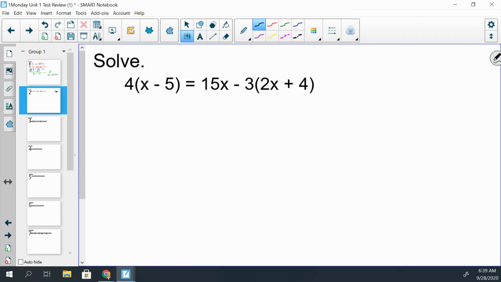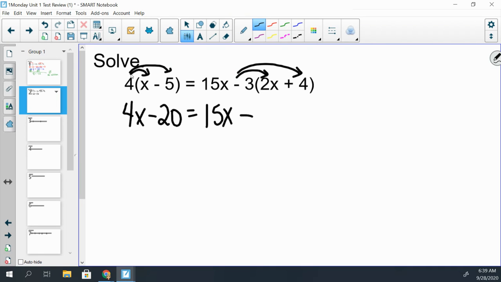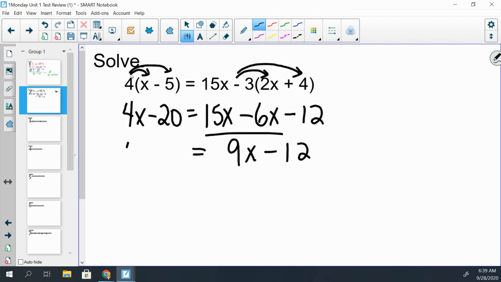Again, I see parentheses. So I need to distribute to get rid of those parentheses. Our biggest mistake is going to be with negatives, so we've got to keep track of that. There's no negatives on the left-hand side, so I just have 4x minus 20. On the right-hand side, I still have 15x, but -3 times 2x is -6x. -3 times 4 is -12. Again, I can put these together to end up with 9x minus 12. And on this side, I still have 4x and minus 20.